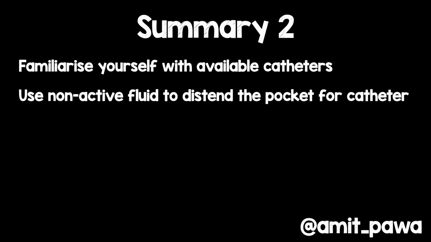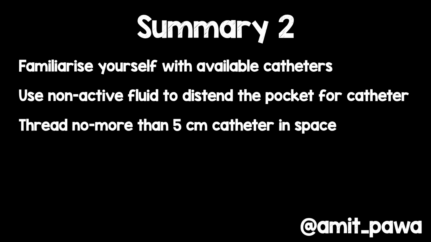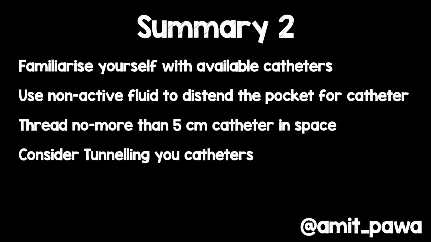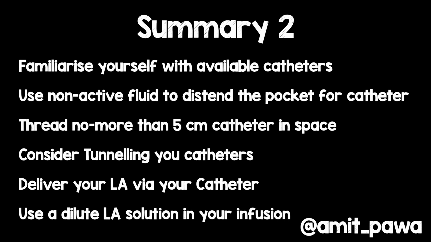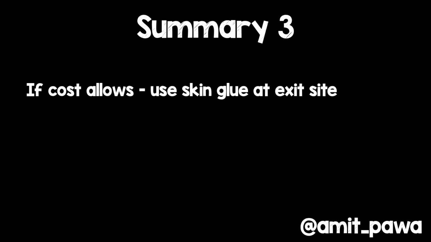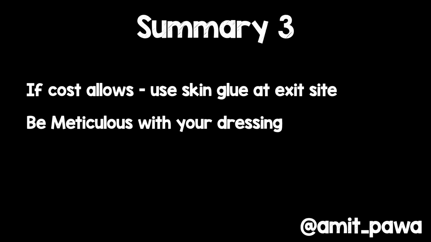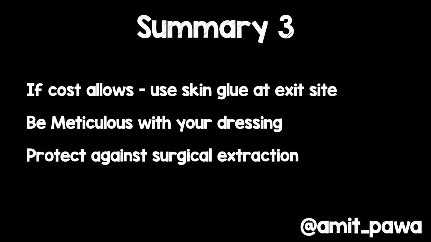Familiarize yourself with the catheters that are available, and I think it makes sense to use a non-active fluid to open up that pocket for your catheter to be inserted, but certainly thread no more than 5 centimeters of catheter into the space. And if the catheter is going to be in for a while, consider tunneling it. I think it makes sense to deliver your local anesthetic via your catheter and use a dilute solution of local anesthetic in your infusion. If cost allows, use Dermabond or a skin glue at the exit site, but be meticulous with your dressing overall, and you want to make sure you don't allow the surgeons to pull it out. There's no point doing any of this unless you follow your patients up to find out how they're doing. So that's kind of it in a nutshell.